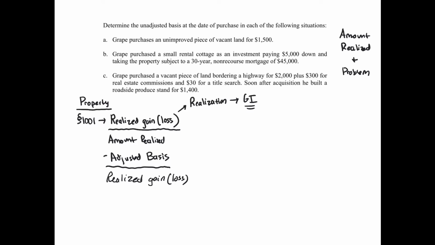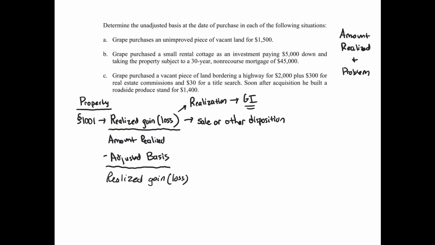Realization is the idea that you need some type of triggering event. If your property simply goes up in value, that is not a triggering event. So there has to be some event, and for realized gain or loss, as Section 1001 specifically says, it's a sale or other disposition. If you want to know why the realization requirement is important, watch my previous videos.